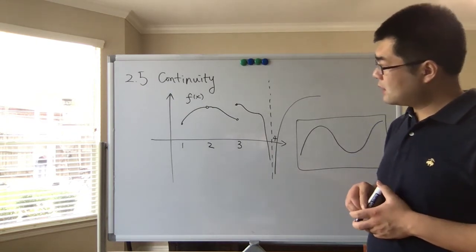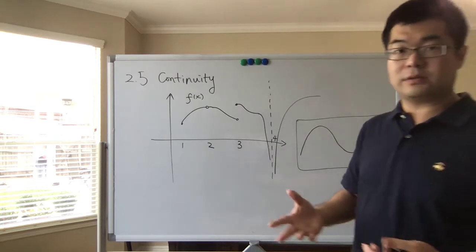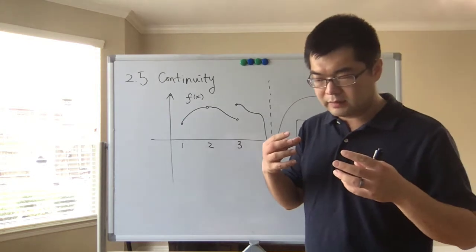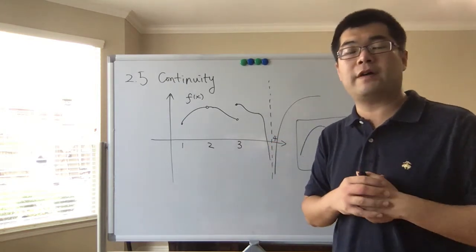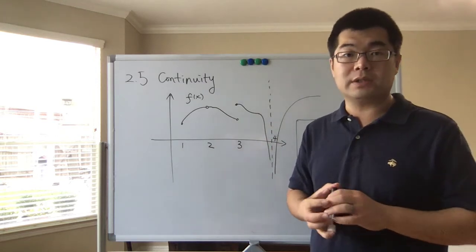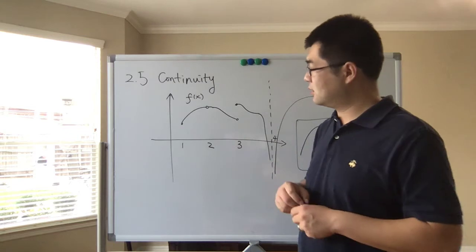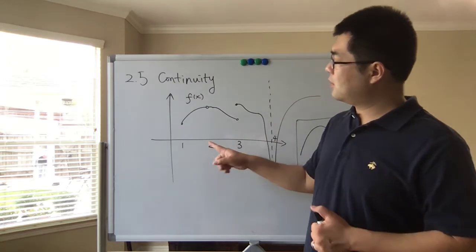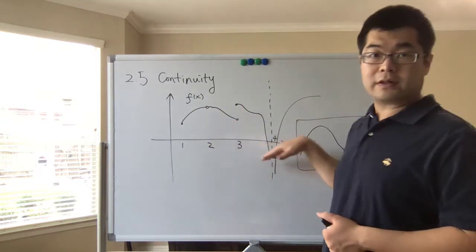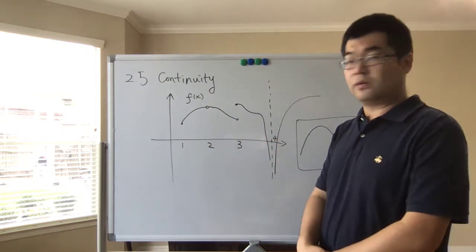Now let's look at something that is not continuous. In the first part of 2.5, I want you to get to know the idea of continuity, and in the second part, we're going to talk about a lot of extensions about continuity. So let's look at this graph. Suppose this is a graph of a function. It passes the vertical line test, so it is a function.